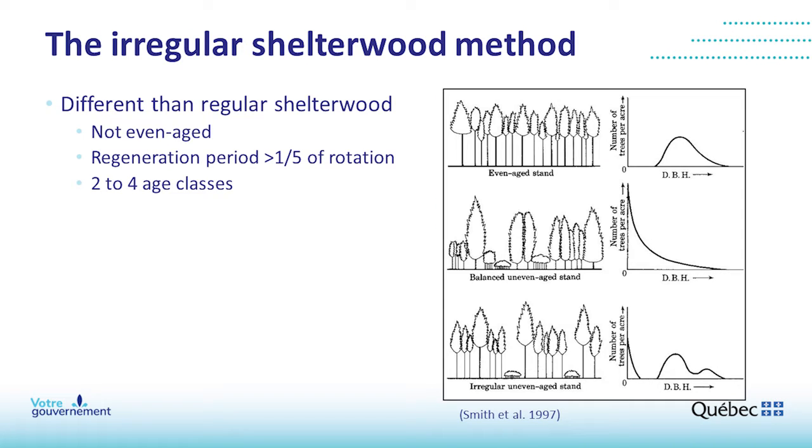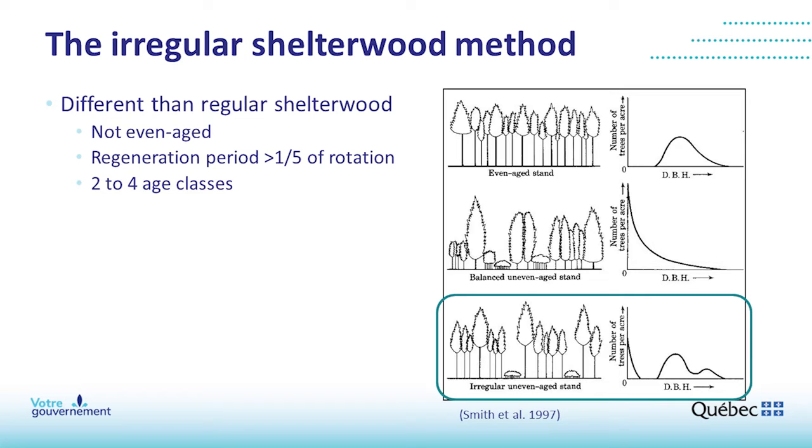So, the irregular shelterwood method is, as it says, a regeneration method, with the goal of establishing regeneration at most entries. It's different from the regular shelterwood method because the regeneration period lasts more than a fifth of the rotation length. So by definition, you have more than 2 age classes and an uneven-aged stand. Typically it has 2 to 4 age classes when you have irregular stands.